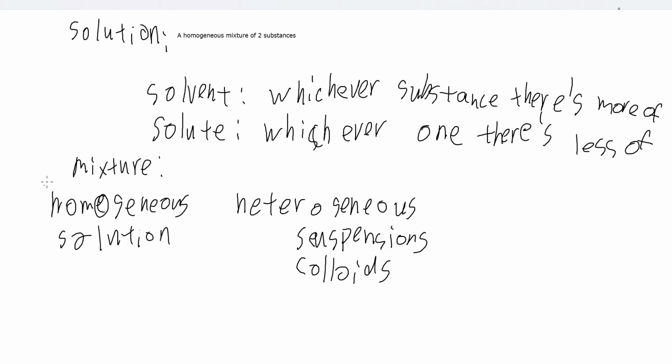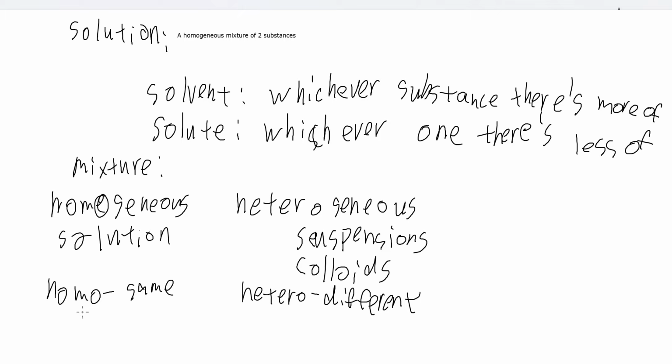You can think of it like homo means the same, right? And hetero means different. Like homosexual, basically. Heterosexual means straight. You're attracted to the same gender, you're attracted to the different gender. I'm sorry if I offended anyone. That's basically how it goes. So all you have to know is homo means same, hetero means different.